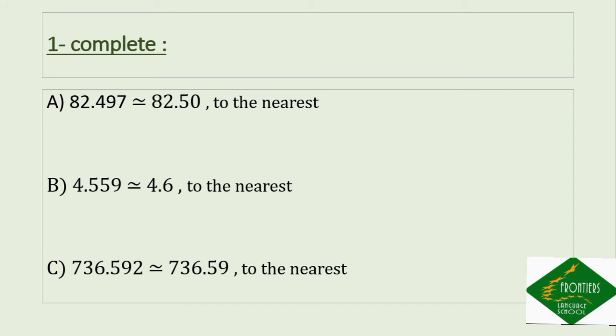Okay, complete. Letter A, 82.497. After approximation, it will be 82.50 to the nearest hundredth. Why? Because we underline 7 and circle 9. 7 is rich, so it gives 1 to 9. So 9 will be 10. We can't write 10, so put 0 and put 1 up to the 4. So it's approximation to the nearest hundredth.